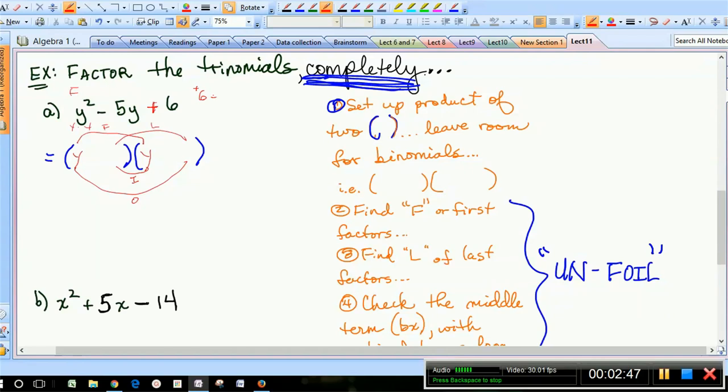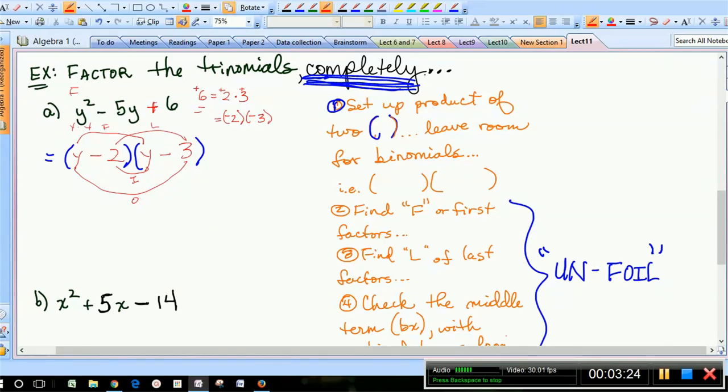Positive 6 would have been a 2 times a 3, positive and a positive. Or a negative 2 times a negative 3 would also give me positive 6. So this would work. These would also add up to give me that negative 5 in the middle term. So that's what we're going to go with, the minus 2 and minus 3. I'm going to show you some sign patterns for these in a bit. It'll help make this easier.